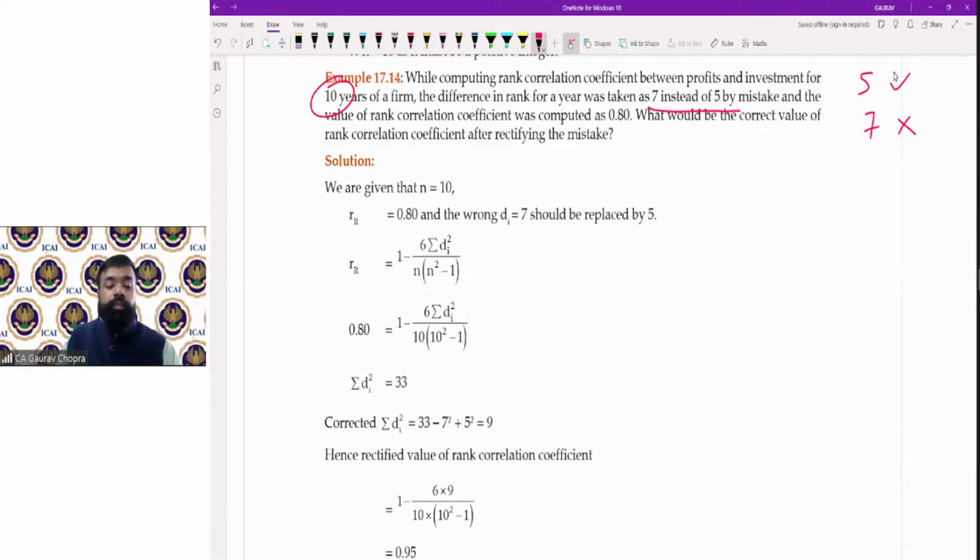10 years are given. So rank correlation coefficient is 0.8. Find the correct value of rank correlation coefficient. So correct value you have to find it. Now, first you have to try this on your own. I am waiting for a minute and let me know the answer. तो पूरा completely आप ही को solve करना है अभी. I am waiting for your result. If there is any doubt, let me know in the comment section. Otherwise, you have to solve this completely.